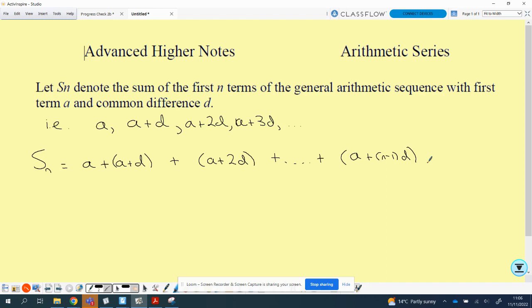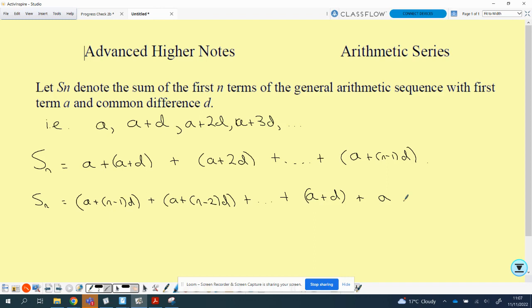Now, I could also sum this from the reverse point. I could actually start with the biggest one and work my way down. So I could do a plus (n minus 1)d, plus a plus (n minus 2)d, plus all the way down to a plus d, plus a. So I could do that both ways. I don't have to start at the first, I could start at the end if I knew all the terms.